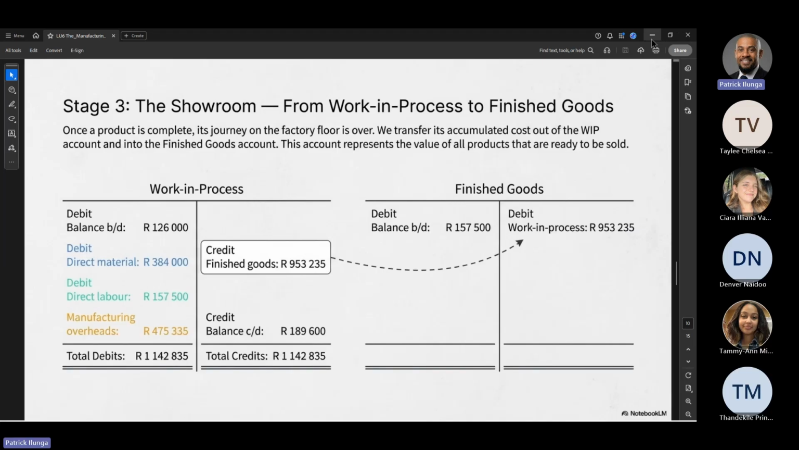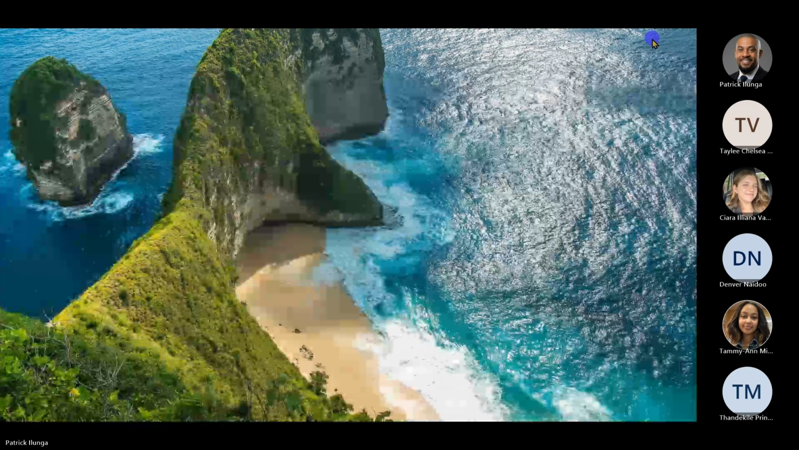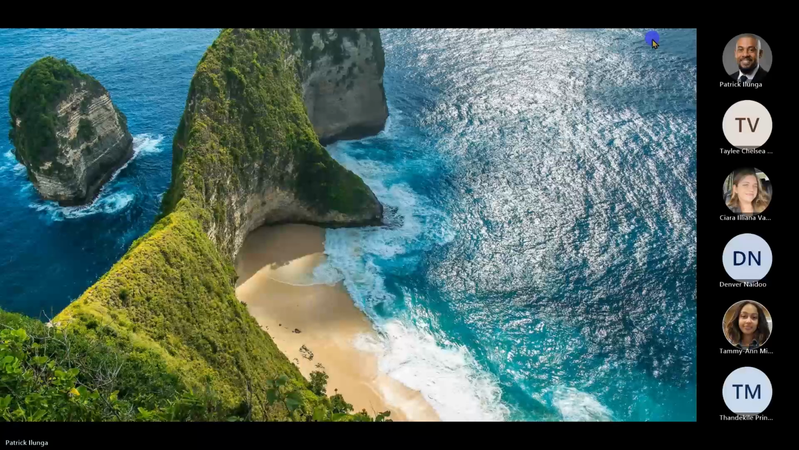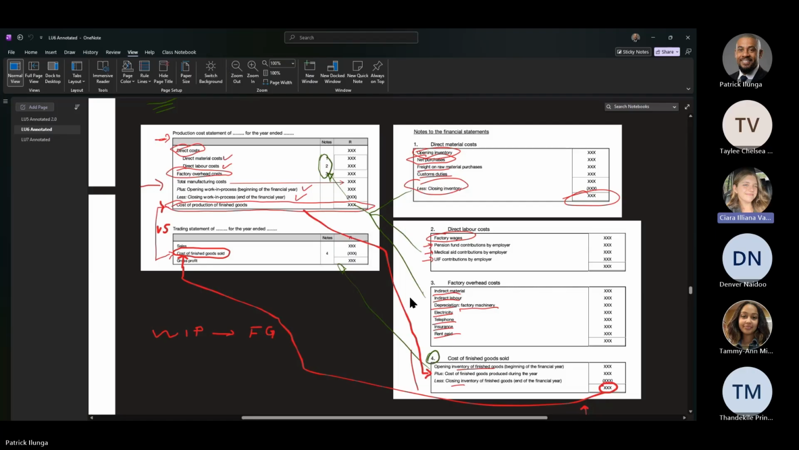Actually, remember, this is a presentation, but the real deal, let me... Can you guys see this? Are you seeing your OneNote? No, sir. Yes, we can see it now.